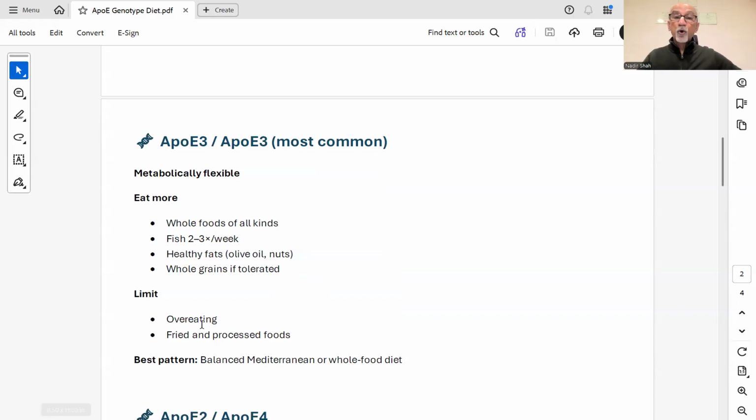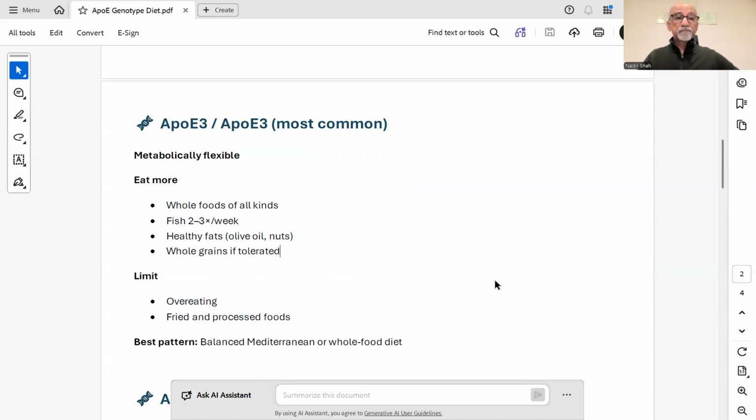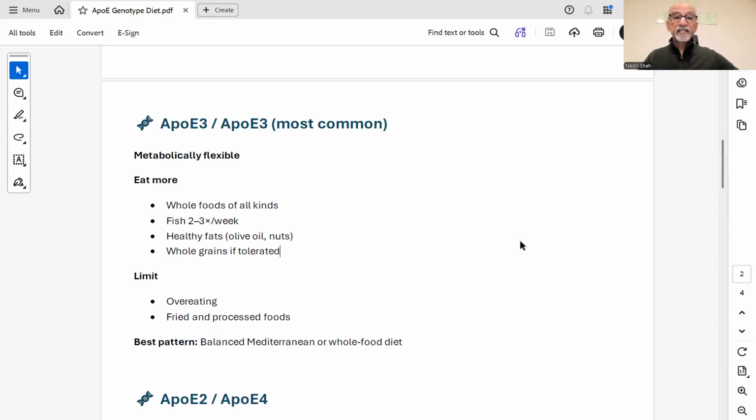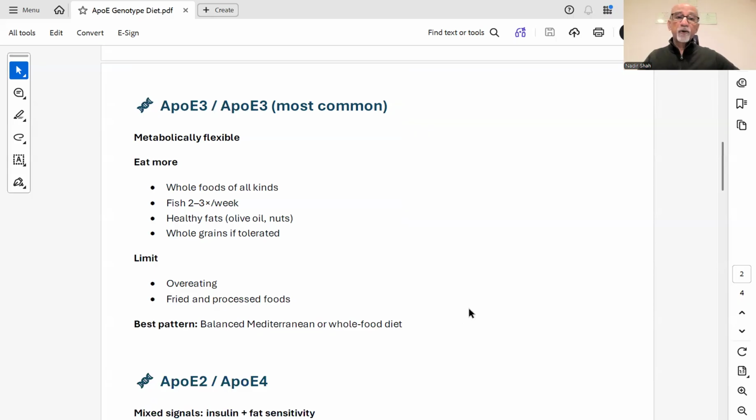Okay, limit overeating. So I don't overeat. I follow the Blue Zone principle, 80-20. 80% I eat, 20% I'm empty. Okay, so fried and processed food, I'm staying away from that. Of course, this is not good for anyone. Fried and processed food for all the 6 categories. Best pattern, balanced Mediterranean diet or whole food diet. Okay, eat close to nature.